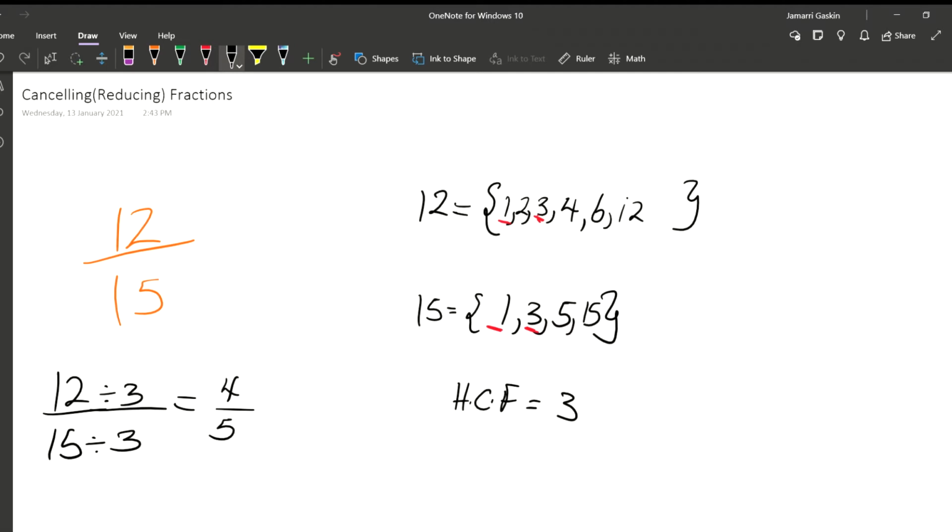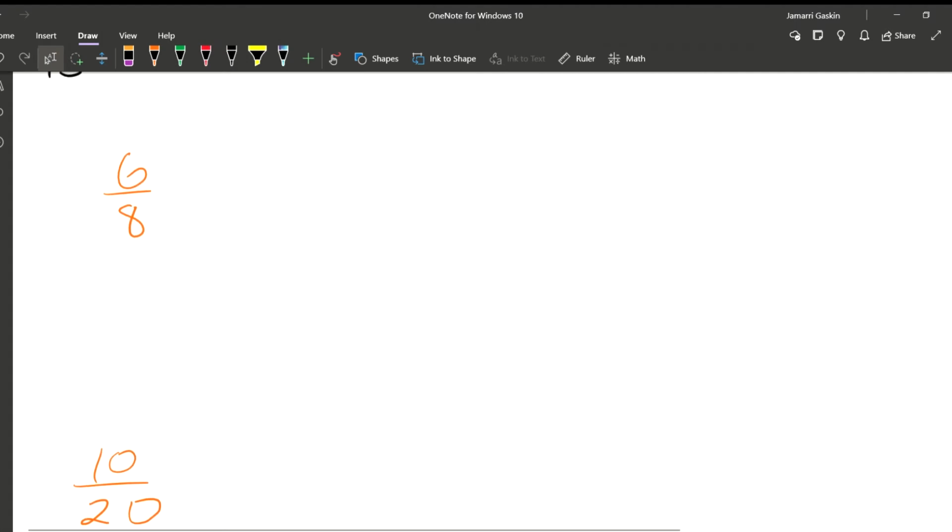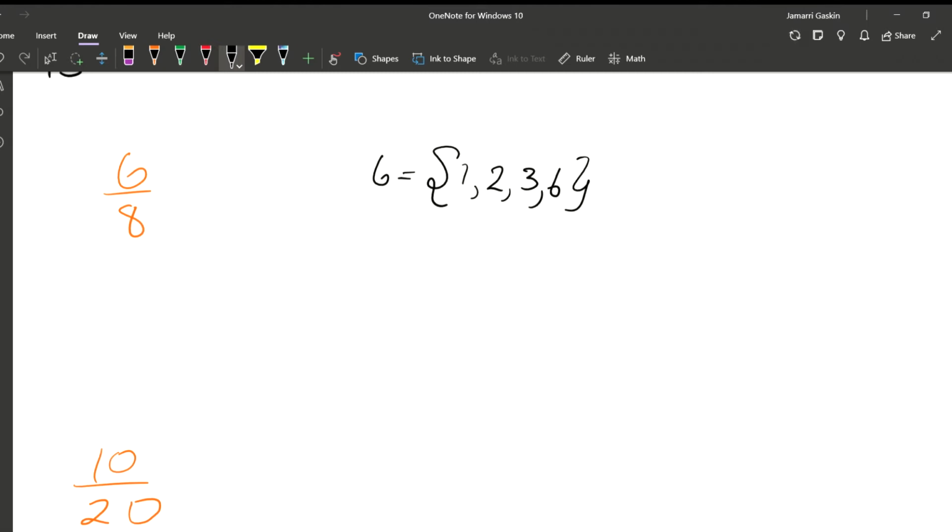Let's try another one. 6 over 8. Okay, so again, we start off by writing our factors for both numerator and denominator. So we have 6, and those factors are 1, 2, 3, and 6. And we have 8, and those factors are 1, 2, 4, and 8.